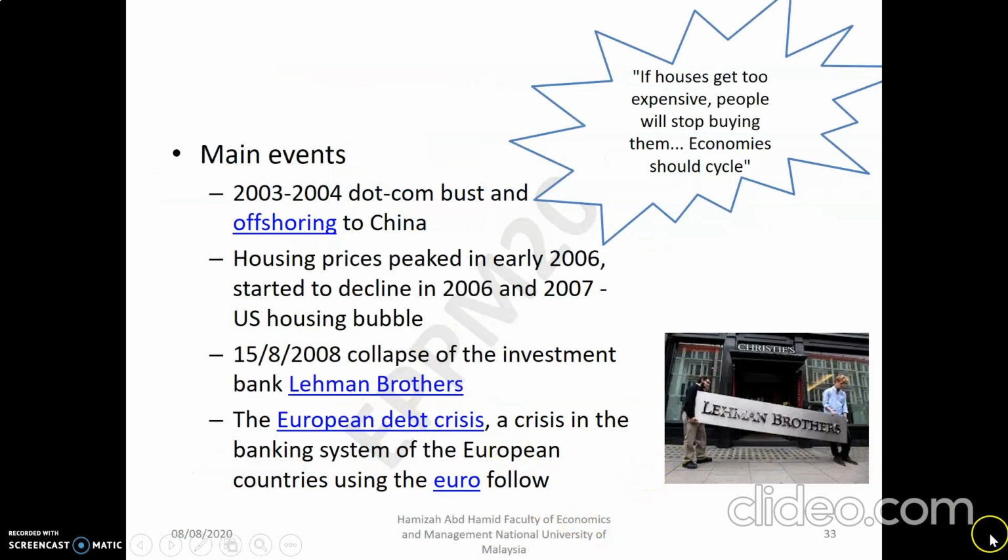So I would like to highlight the financial crisis in 2008. In 2008, what happened was, in the years 2003 and 2004, it was the rise of the dot-com.